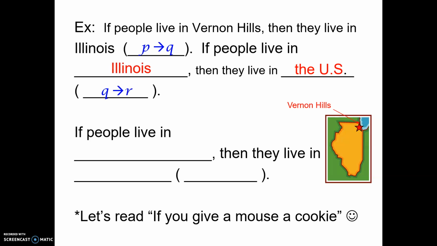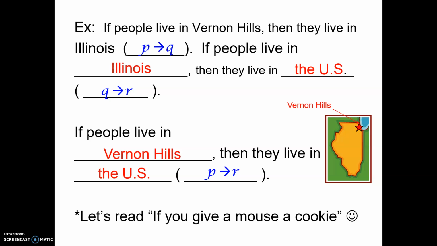That allows us to conclude that if people live in Vernon Hills, P, that goes to Q, Q goes to R, they live in the United States. We can conclude that P goes straight to R. Okay? Does not matter how many things we can chain together. We can make that chain 10 different statements long as it continues in that pattern and chains through, you're following a law of logic. Okay?